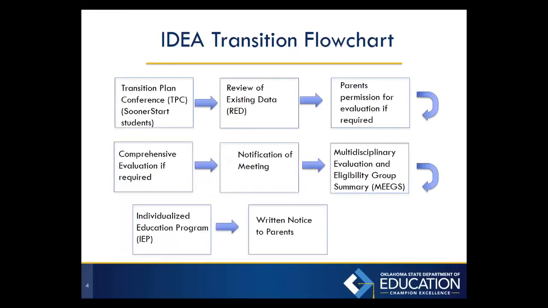It tells you what you start with, the TPC, which is a Sooner Start meeting, but schools are required to attend. Then we have that review of data. You can do that at the TPC if you would like, but you may have to carry it over to another meeting. You get parent permission on an evaluation just like you do for any other child find activity. Comprehensive evaluation, notification of meeting goes out, you have a MEEGS, you write an IEP if it's applicable, and then you provide the written notice to parents. So that's your flow chart. Everything in here is pretty much the same as any other child find activity that you do in your school, except for the TPC.